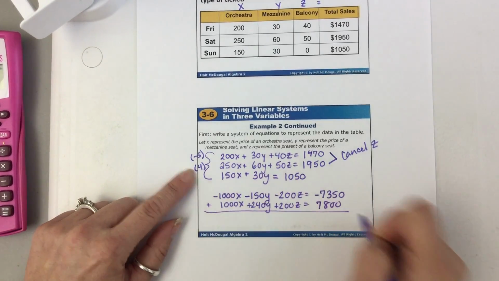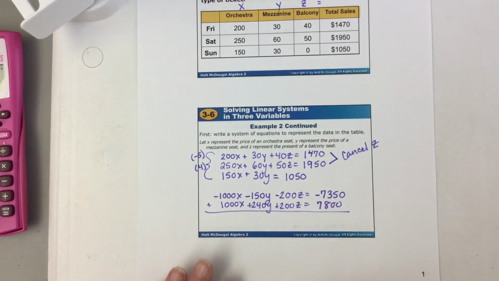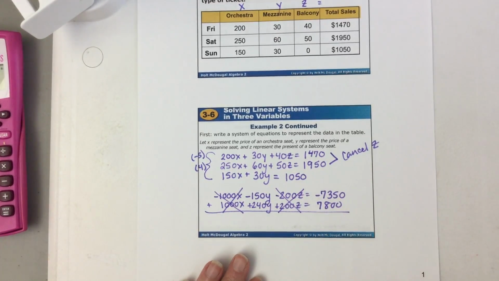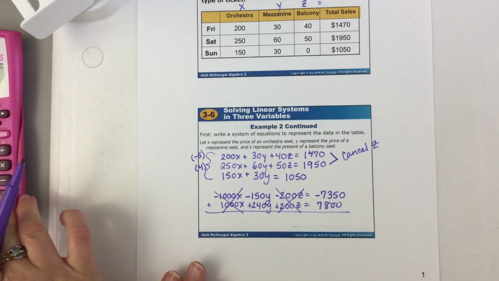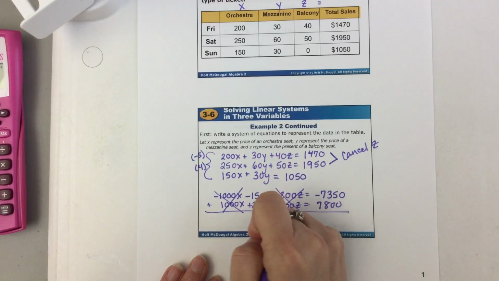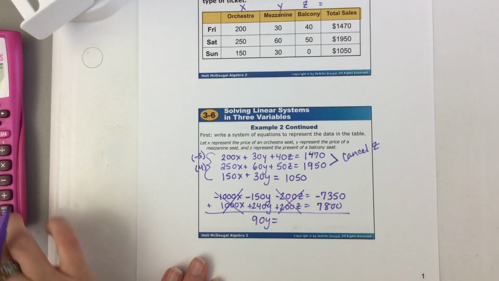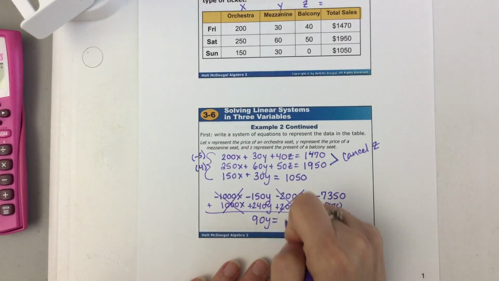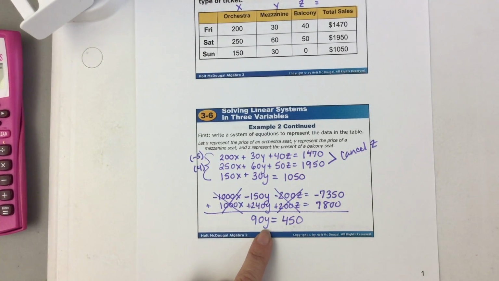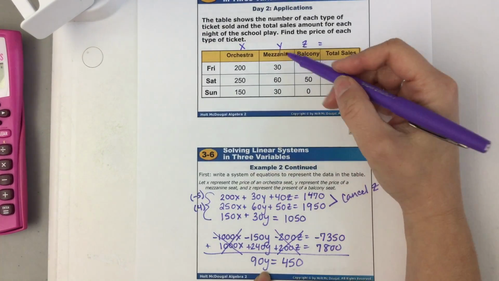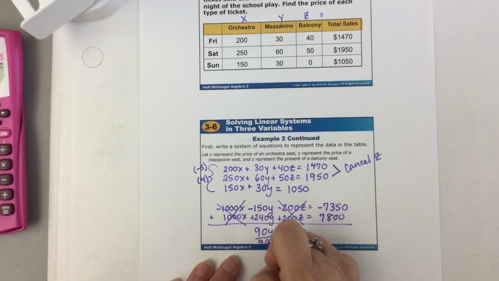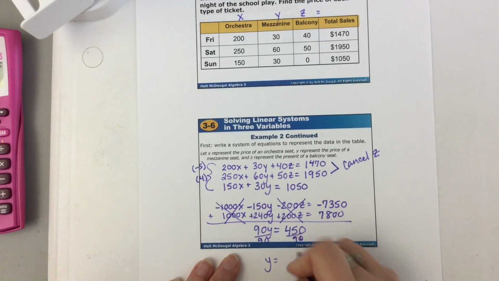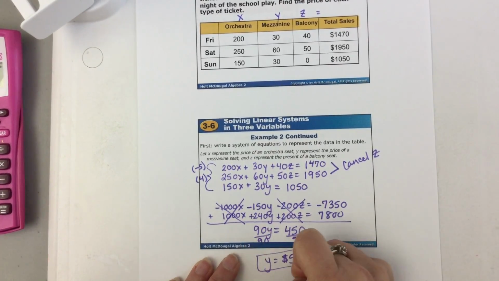Now check this out. This is when things can get crazy, okay? If I go ahead and add this, the X's are eliminated and the Z's are eliminated. Holy smokes. So if I have negative 150 plus 240, I have 90Y equals negative 7,350 plus 7,800 is 450. So at this point, I can go ahead and solve for Y. Y represents the price of sitting in the mezzanine. Go ahead and divide both sides by 90. So if I take 450 and I divide it by 90, mezzanine tickets are $5.